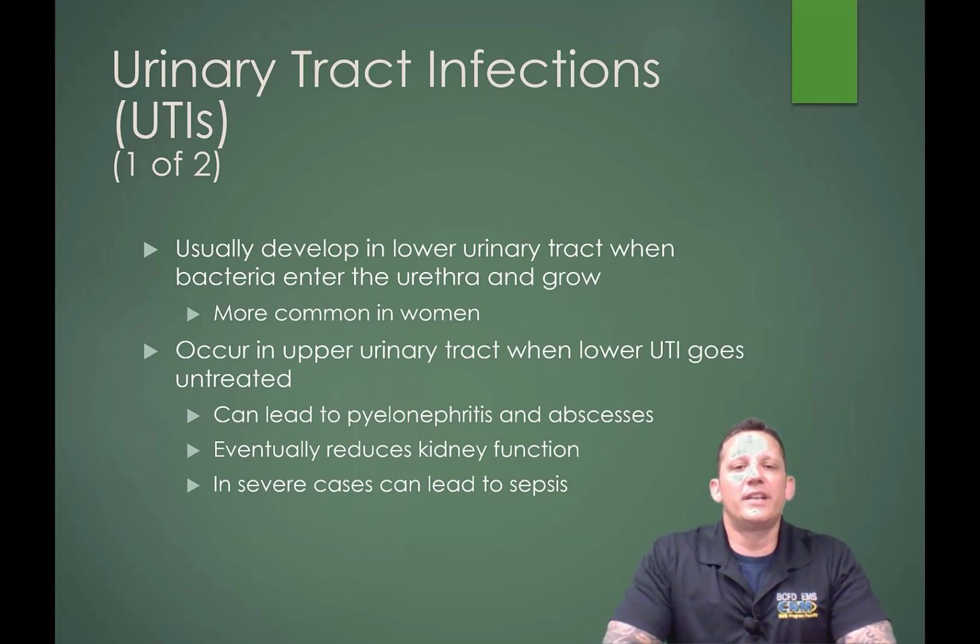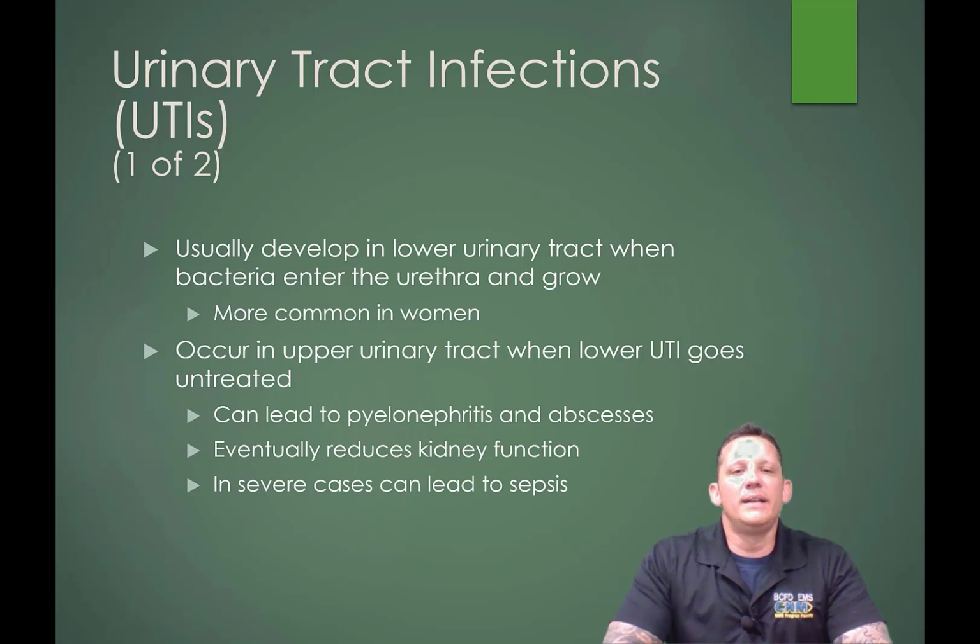So when we're talking about UTIs, we're talking about that urinary tract infection, and generally most develop in the urinary tract when bacteria enter the urethra and grow. It's more common in women, and that's because the urethra is significantly shorter in females than it is in males. In order for the upper urinary tract to become infected, the lower urinary tract has to go untreated.